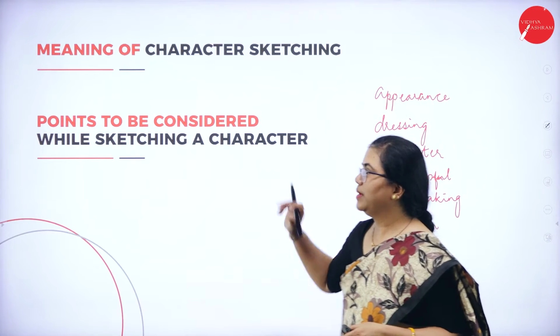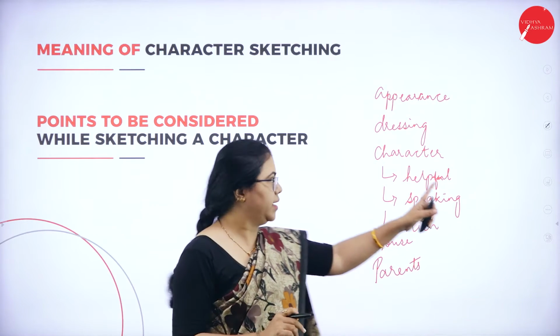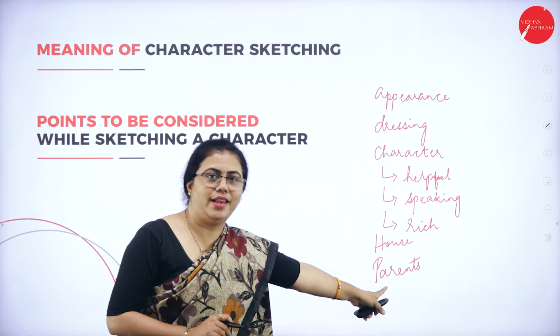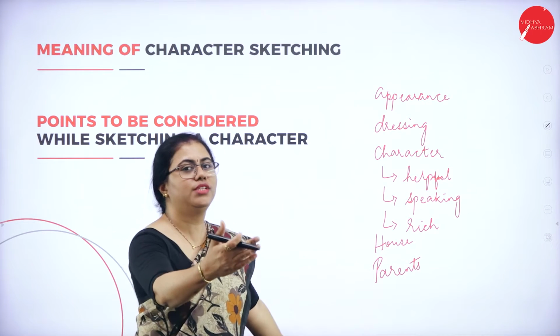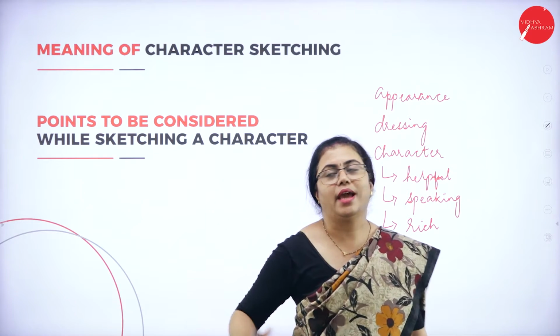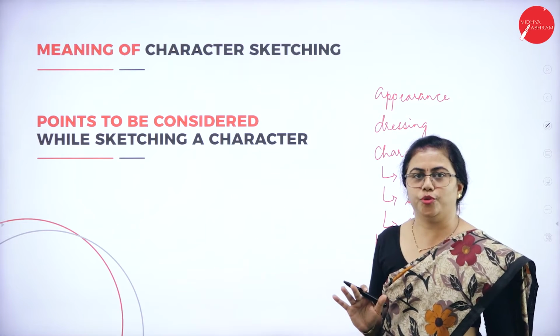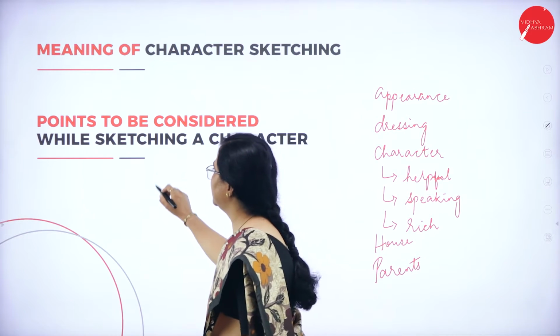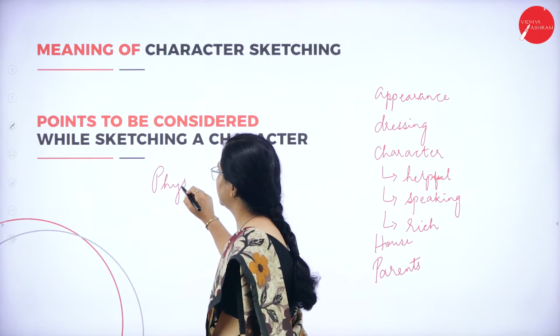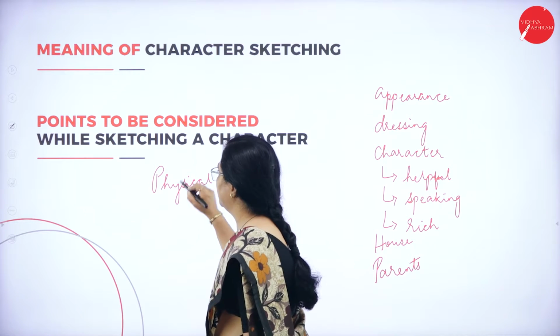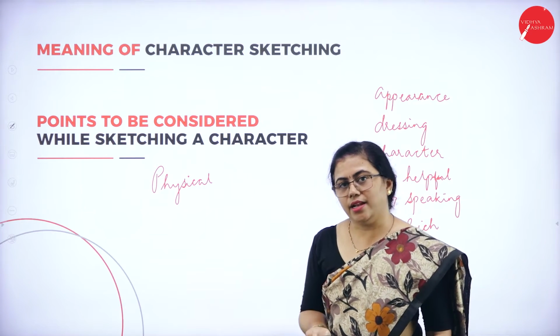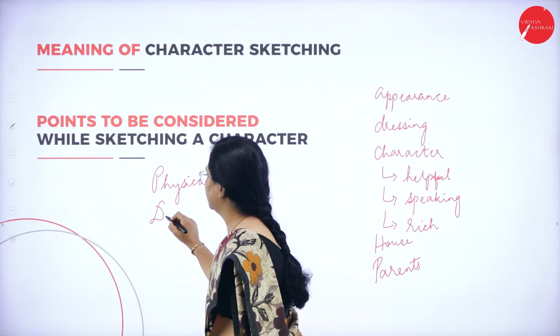Now coming to the points that have to be considered, you can take some things from real life only. So how do you judge a person? If you keep that in mind, character sketching will be very easy for you. The first thing you have to do is the physical appearance. Then comes the dressing.